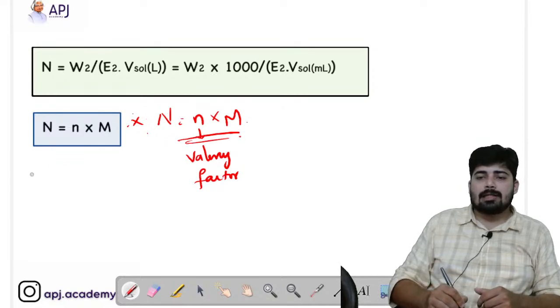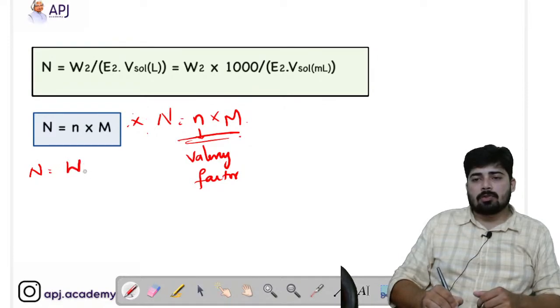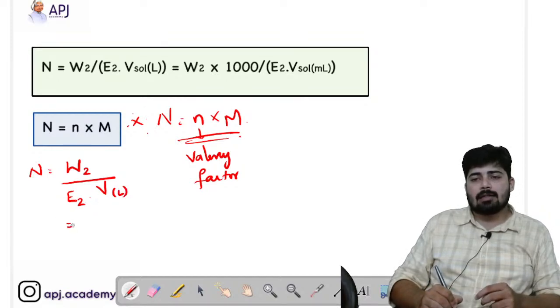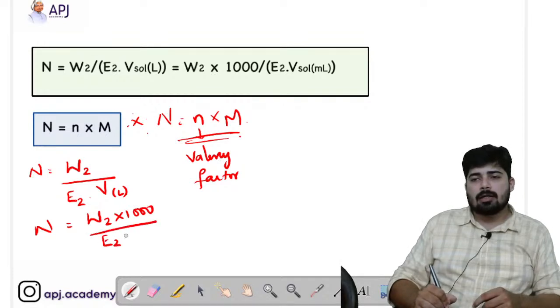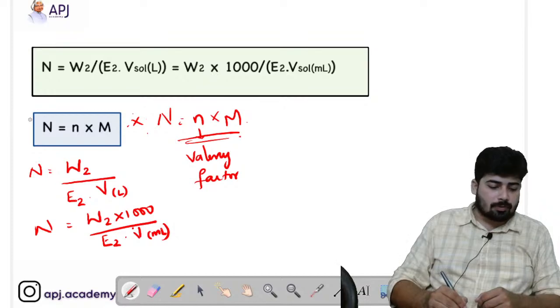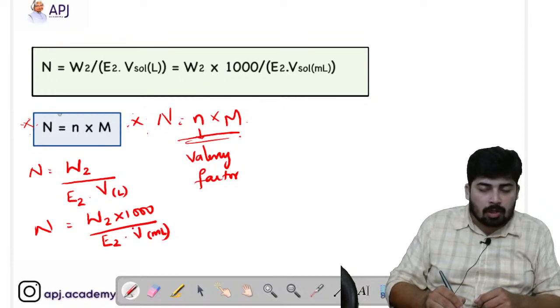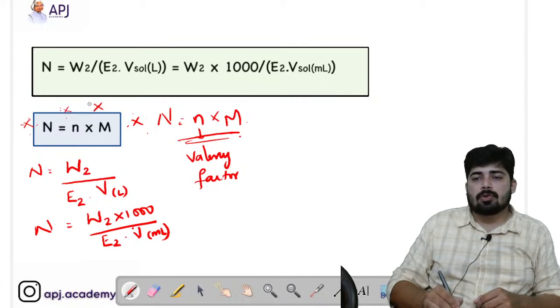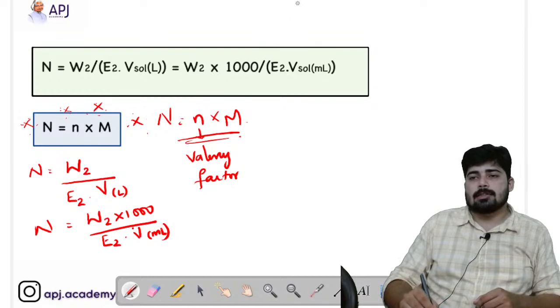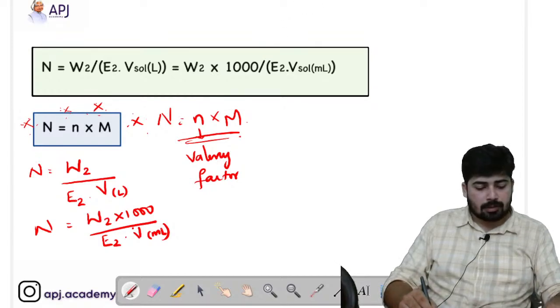And normality, in the contemporary manner, we can represent as normality equal to weight of the solute by equivalent mass of solute into volume of solution in liters. If the question is given in ml, then you have to convert it into liters. So, for that we have to multiply by 1000 in the numerator, into volume in ml. Most important is that this equation is very important. You have to study this. Normality is equal to number of moles into molarity. Hope this is clear, students.